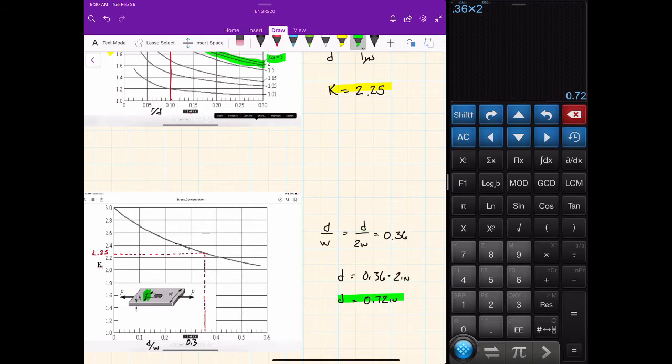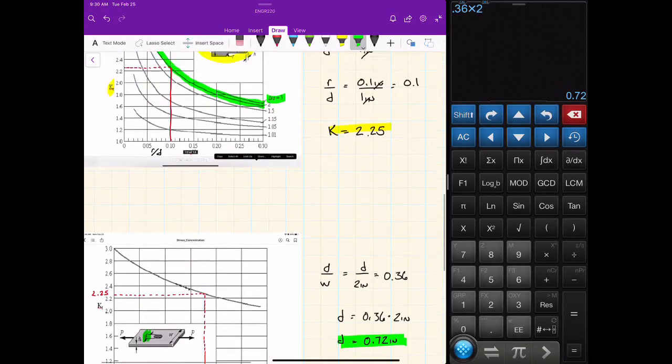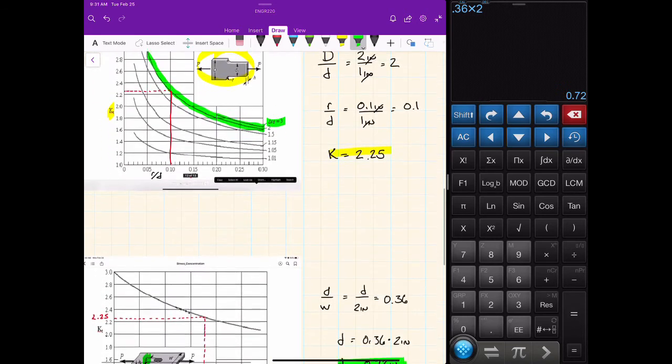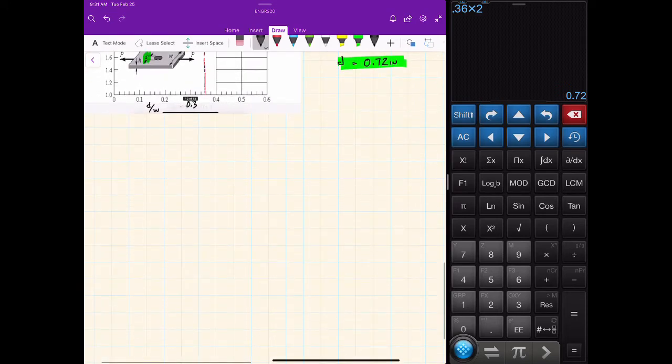All right, so that is the answer for the minimum diameter of the hole such that the largest stress concentration occurs at the fillet. So the diameter of the hole needs to be larger than 0.72 inches, or else the hole will have a higher stress concentration factor than one of the fillets. Now that we know that, let's just set our diameter at 0.72 inches and find the maximum normal stress at the hole. Okay, so let's draw a picture for that, what this might look like.